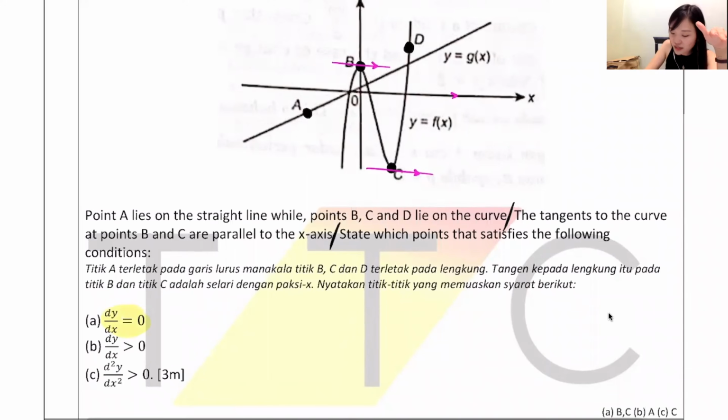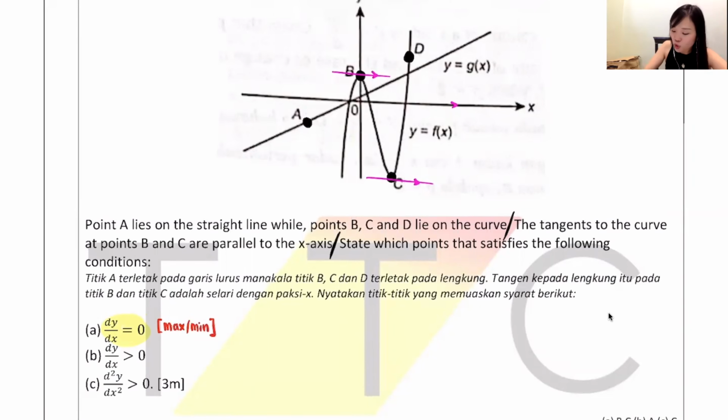Very good, Jashan. Thank you, Hazira. So, guys, dy dx equals 0, isn't it, is when it's a maximum point, minimum point, turning point, stationary point, then dy dx equals 0, correct? So now they're asking you which point, that means you will write the name out. You don't need to write the x and y value out. You just need to write the name out.